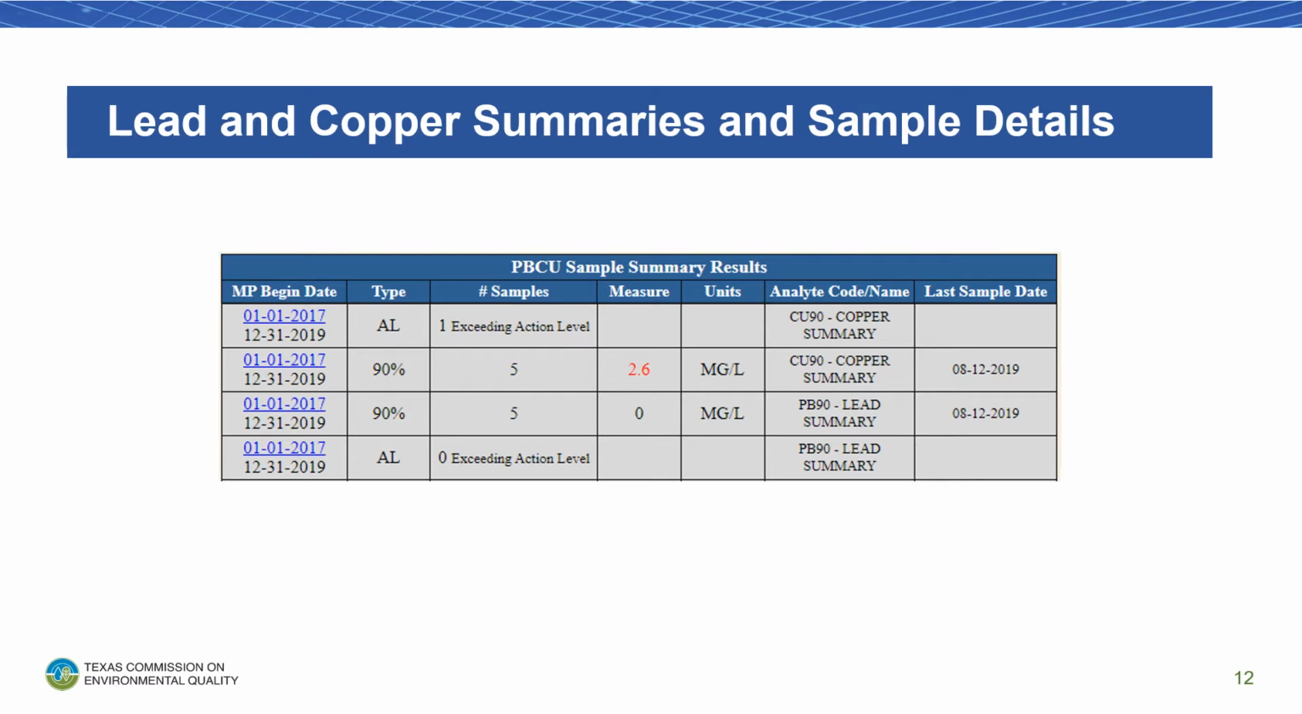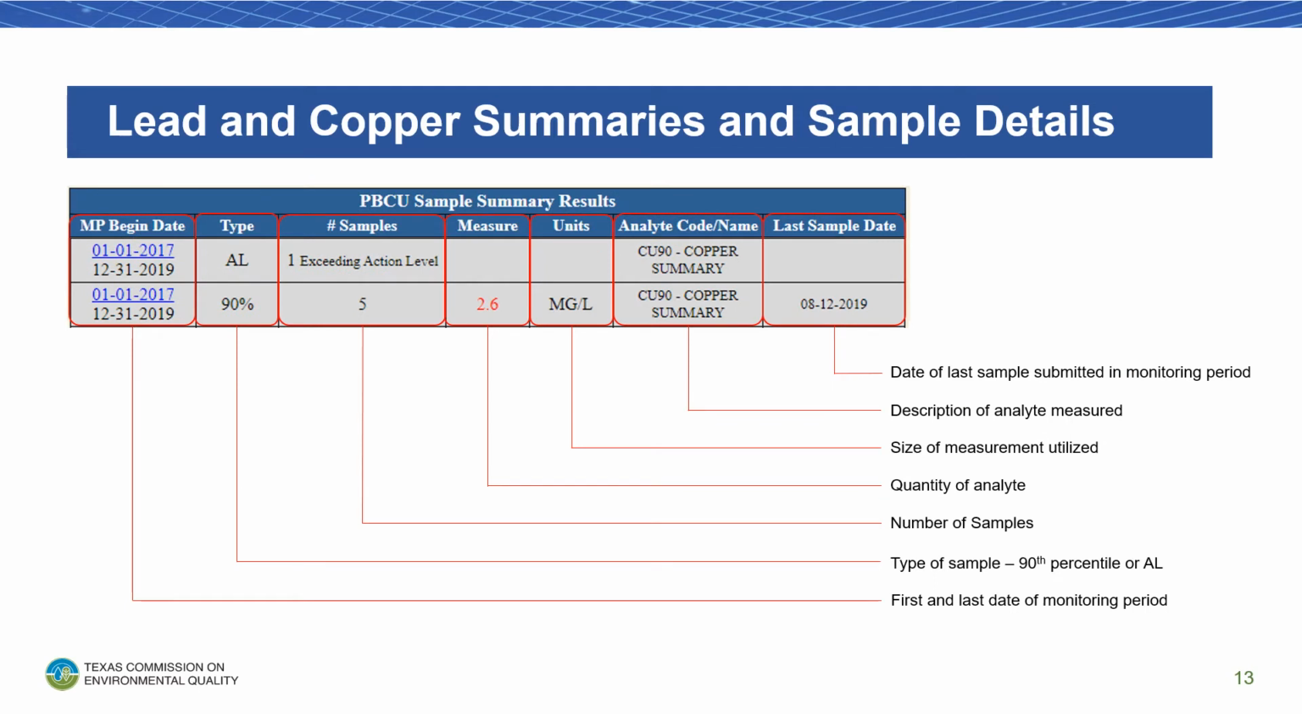On this page, you can view information regarding samples taken and determine if there have been any individual samples that have exceeded the action level, or if the samples in a monitoring period have exceeded the 90th percentile. 90th percentile exceedances are displayed in red. On this page, we'll discuss what information is housed in each part of the PBCU summaries table. MP begin date provides the first and last date of the monitoring period. Type designates whether the row pertains to 90th percentile or action level.